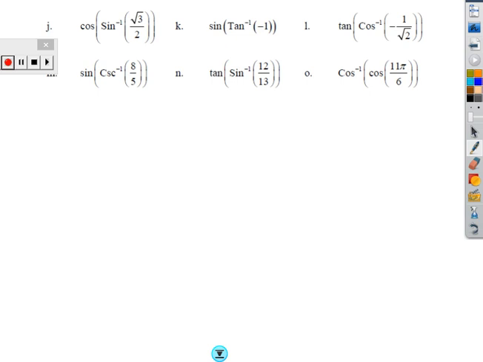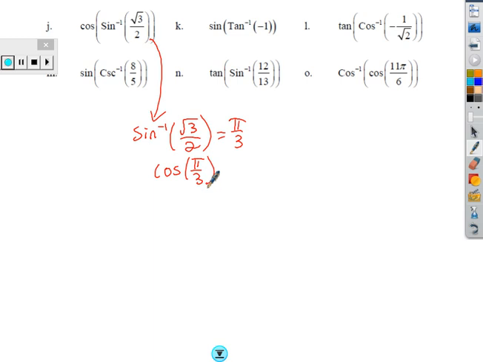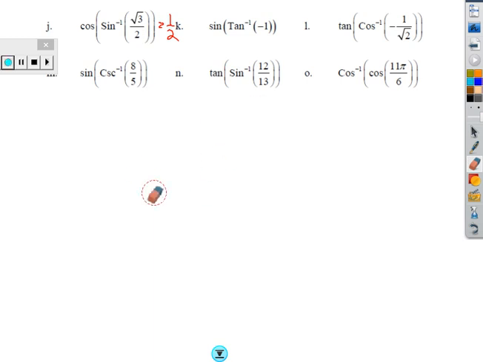Now, letter J, this is getting a little bit tougher. I'm going to evaluate the sine inverse of root 3 over 2 for starters. So the sine inverse of root 3 over 2, I must be looking for where sine is positive, obviously, and it hits root 3 over 2 at pi over 3, so I'm really being asked to find the cosine of pi over 3, and that, of course, winds up just being 1/2. Remember that you can always draw your special triangles if you forget any of this stuff on the unit circle.